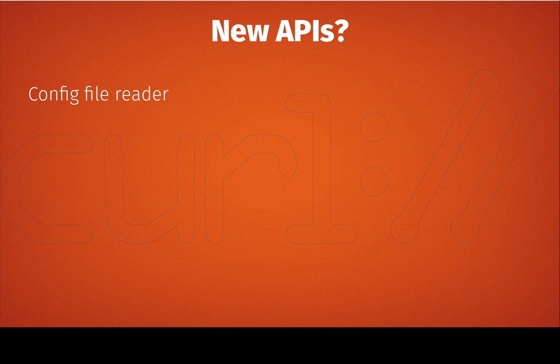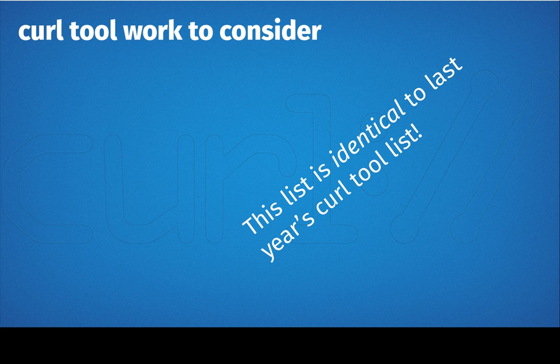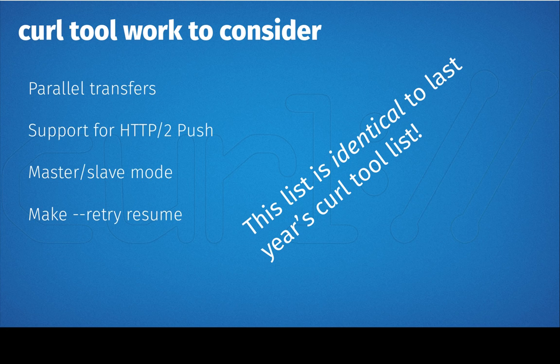And for things to do in curl, I ended up looking at the list that I made last year, and I couldn't think of anything else. It's the same list, basically. There are a lot of things we can improve in the curl tool. They're not easily fixed. Push maybe isn't that complicated to fix if I wanted to, but I don't think there's a strong need to support push in the tool.